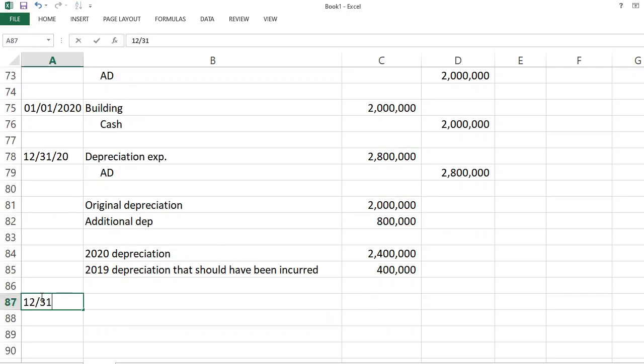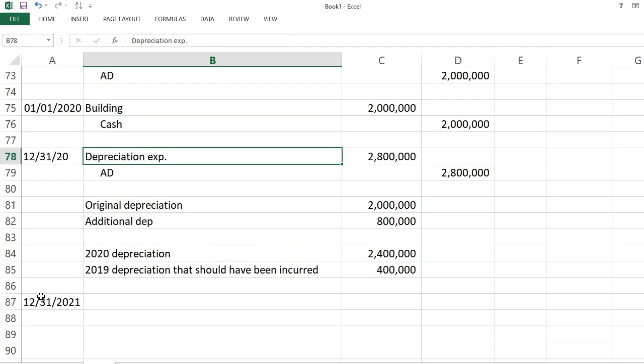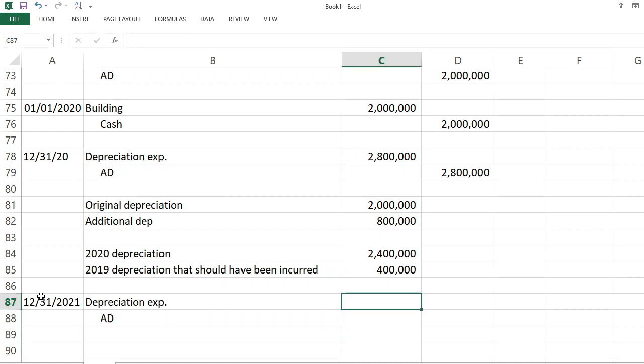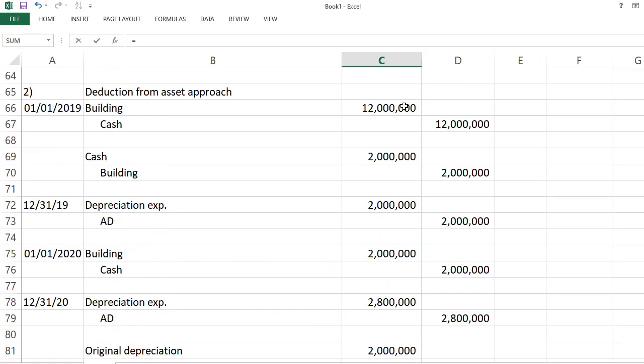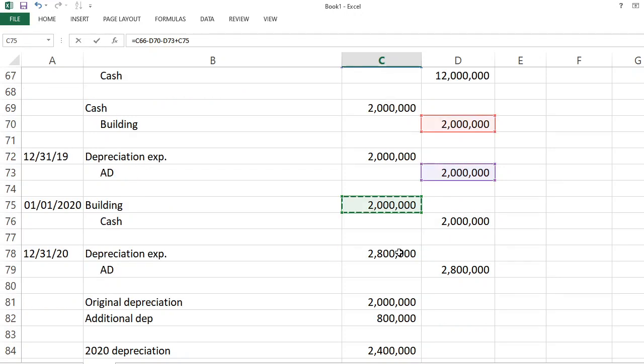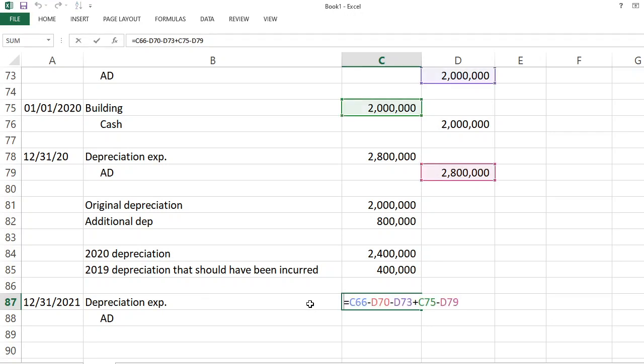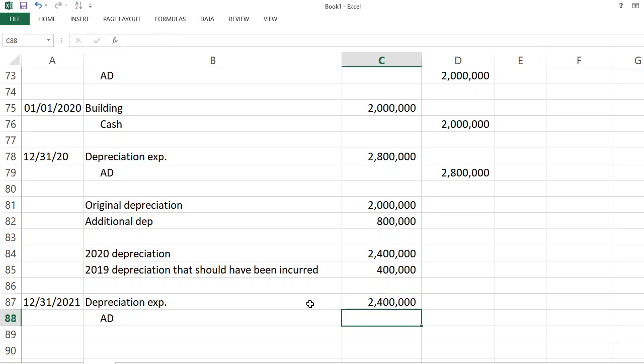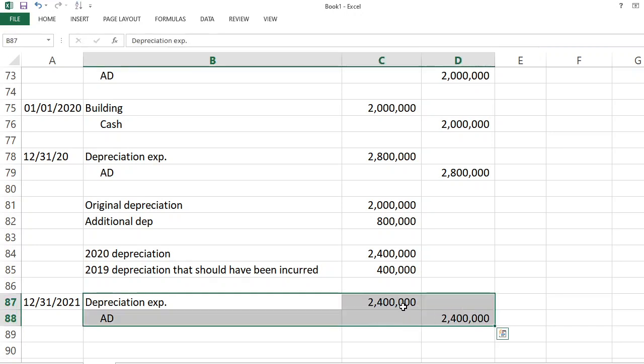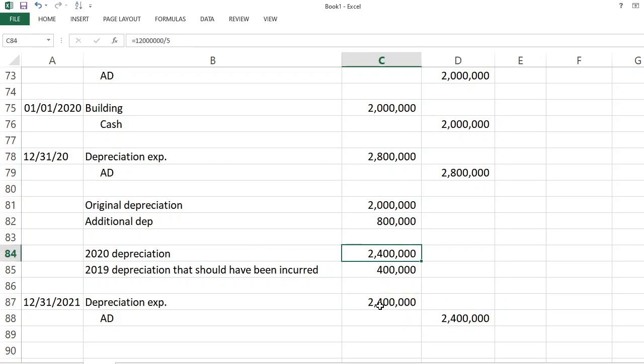Now, when we go to 12/31/2021, what will the depreciation expense be? Depreciation expense will go back to the original. What is our carrying amount? We have 12 minus the 2, minus the another 2, but later we added back to the building, and then minus 2.8. So we have a carrying amount of 7.2 million. So with that 7.2, how many years are left? 3 years. Therefore, we have 2.4 depreciation expense. We can also use this analysis: 12 million divided by 5 is 2.4 million. So, for the next 3 years, our depreciation expense is 2.4, straight line.